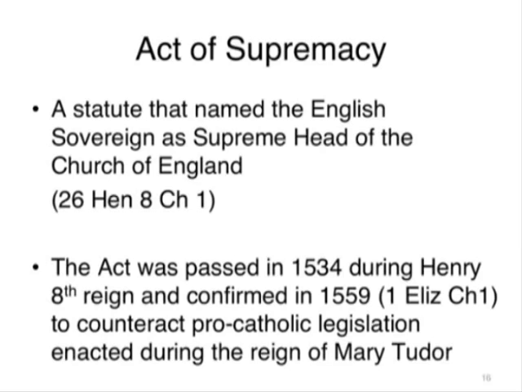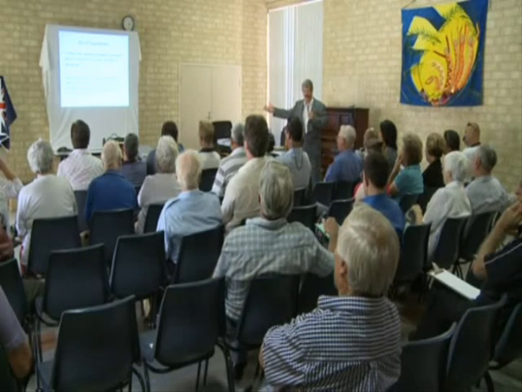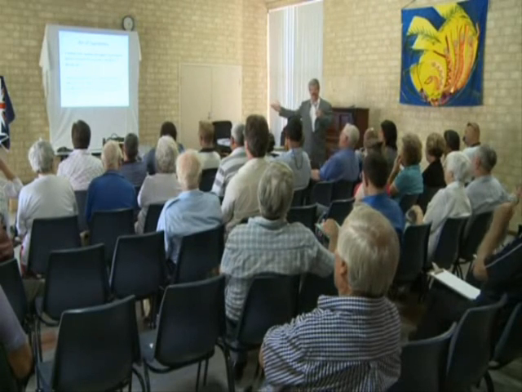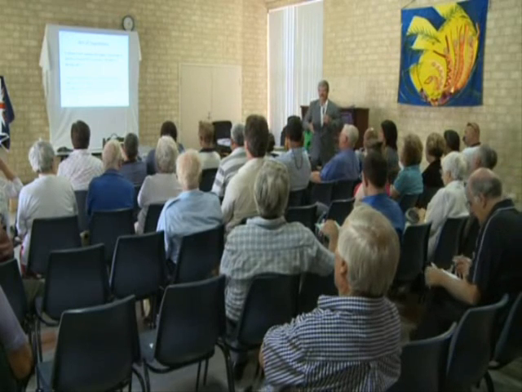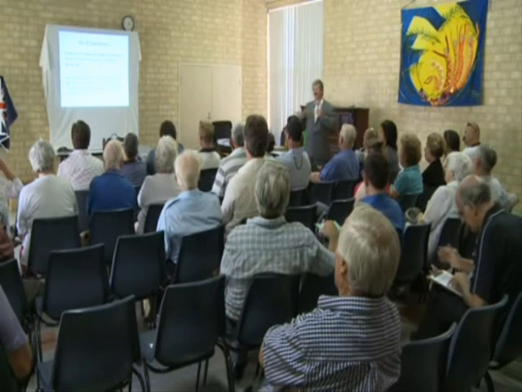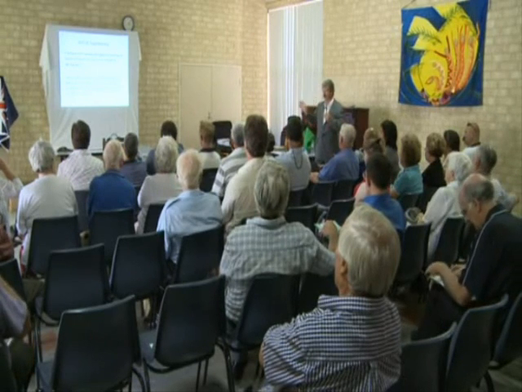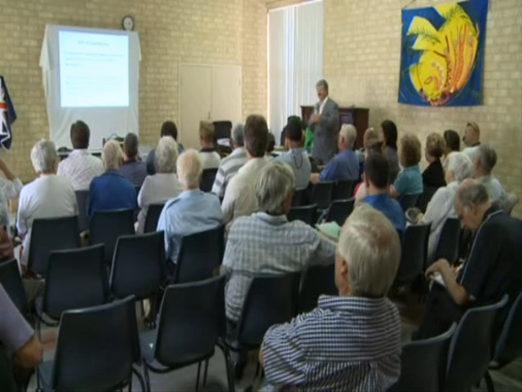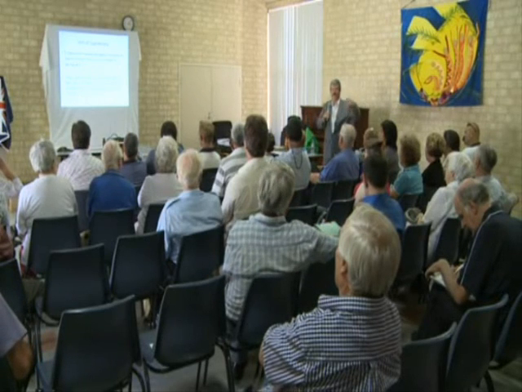Act of Supremacy, a statute that named the English sovereign as supreme head of the Church of England. The Act was passed in 1534 during Henry VIII's reign and confirmed in 1559 to counteract pro-Catholic legislation enacted during the reign of Mary Tudor. That's your history. That's your background. They're really important acts in there for liberty and freedom and justice. What they did when they took the Crown out is cut a lot of this. They just nullified it. Because you can't just have a continuum, you have to go on and create different acts.